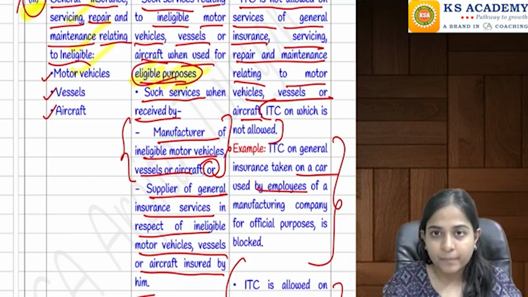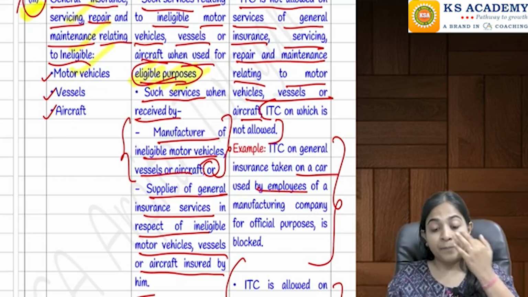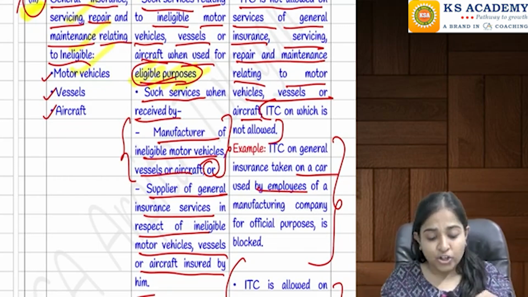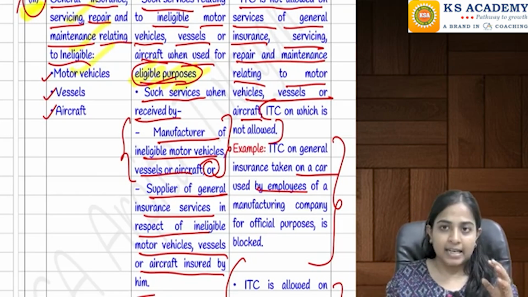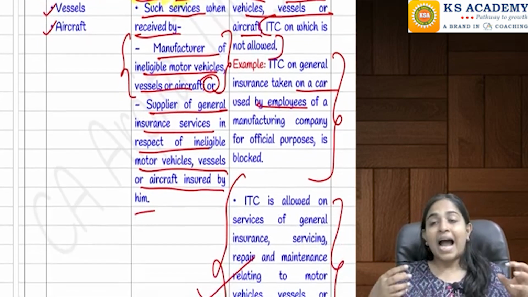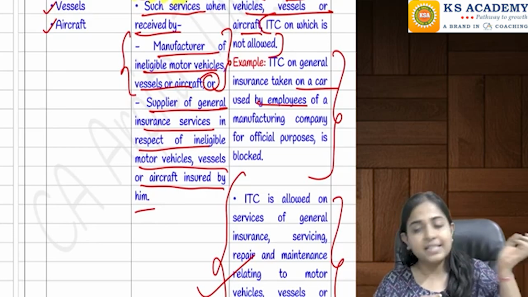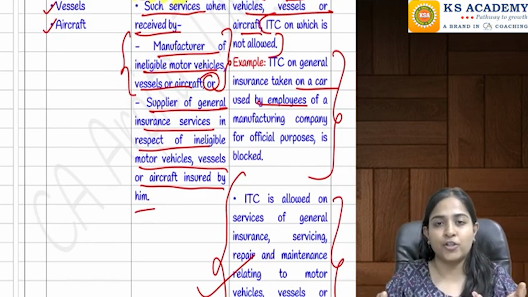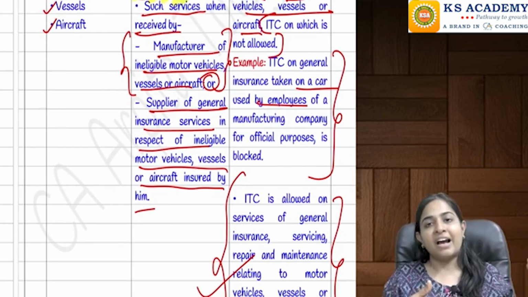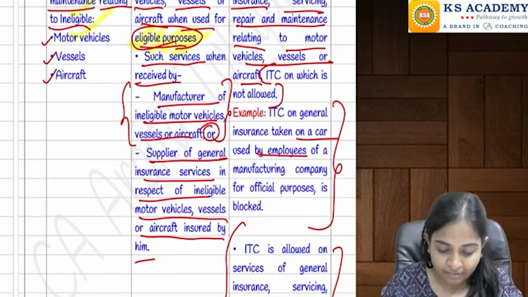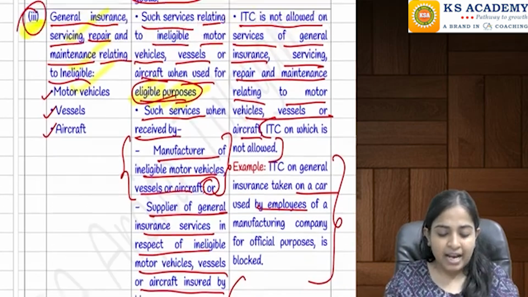even that will be blocked. Okay, but let's say I am the manufacturer of a particular motor vehicle, and if I take insurance services, then the credit is allowed. Or let's say I am the supplier of insurance services, I am ICICI Lombard, and I have taken some input services from someone else, then credit on that will be totally allowed. Are you clear with this?